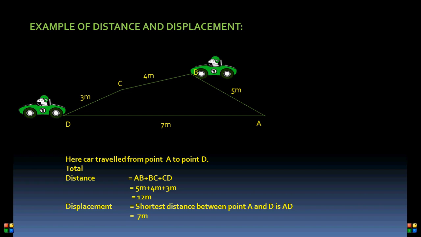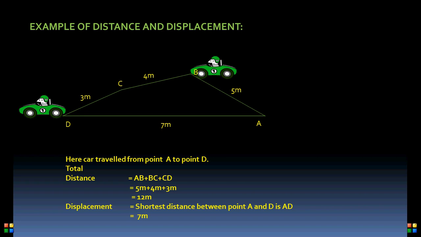But if we consider the shortest distance between these 2 points A and D, the straight line between A and D will be the shortest distance in a particular direction. So the displacement will be the shortest distance between point A and D, which is 7 meter. So the displacement will always be smaller than the distance. It might be equal, but it will never ever be greater than the distance. I believe you all are getting it.